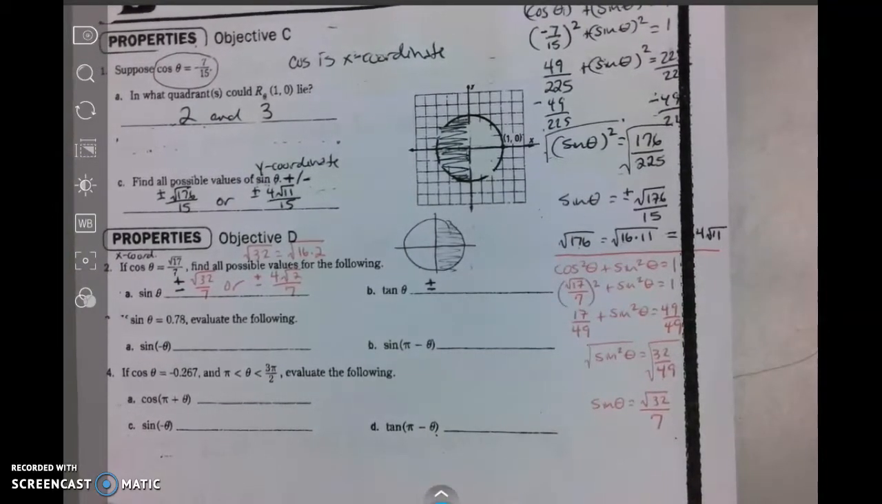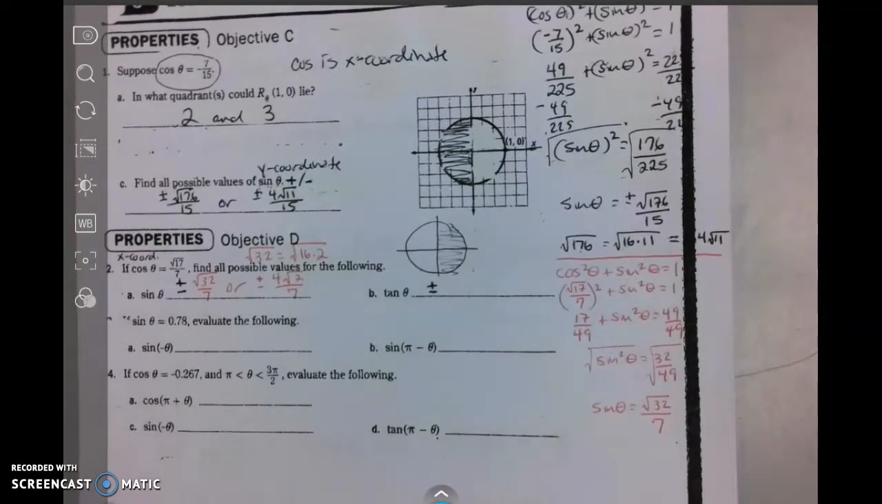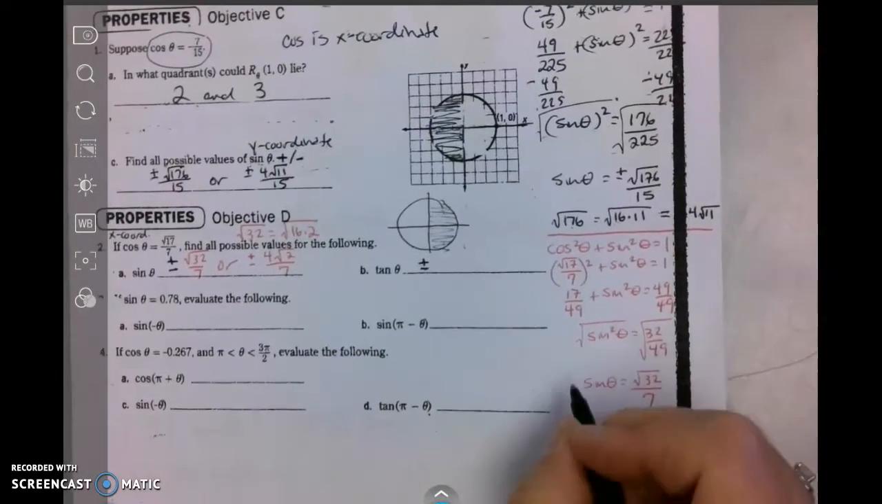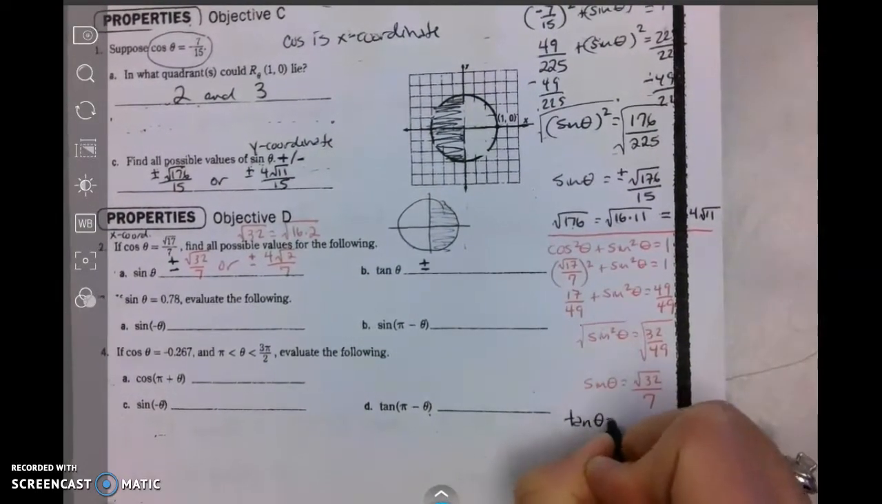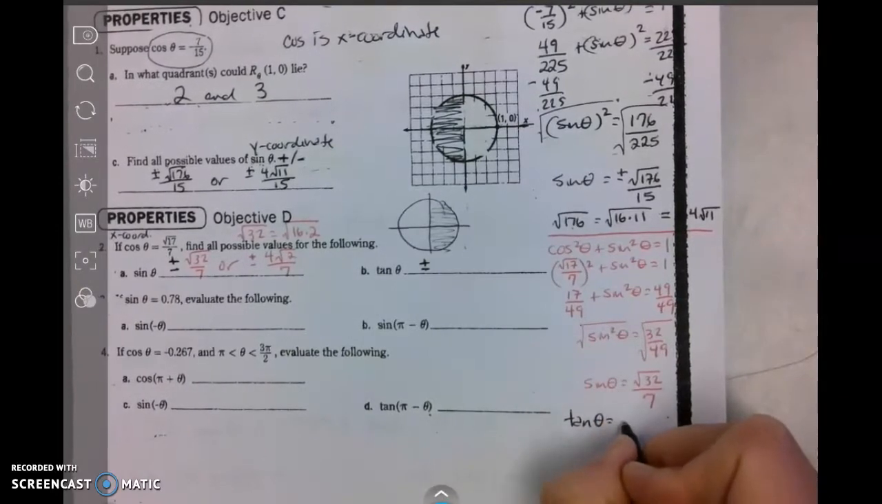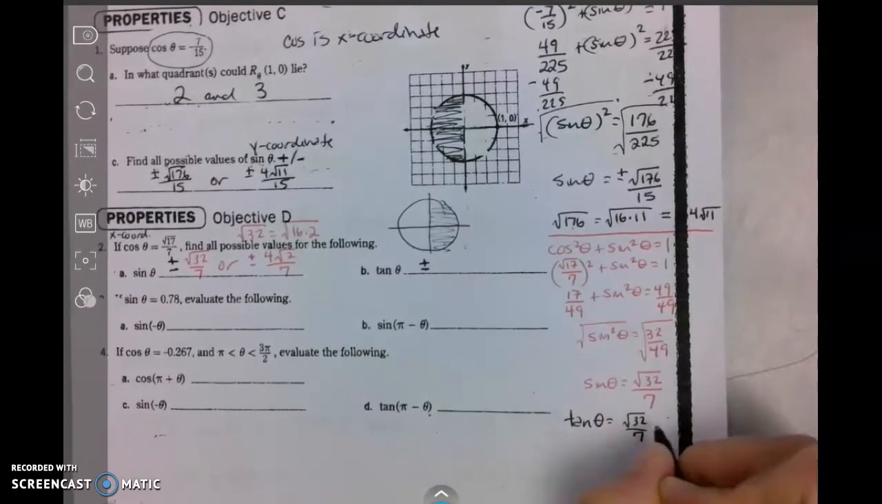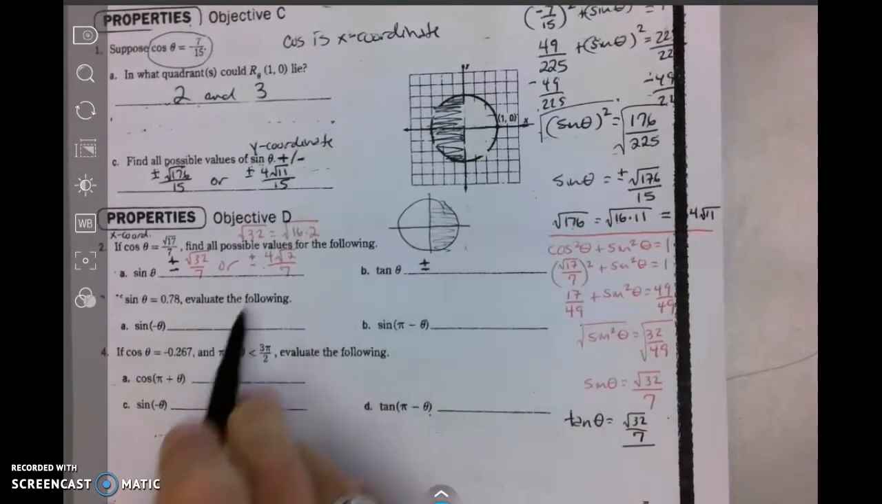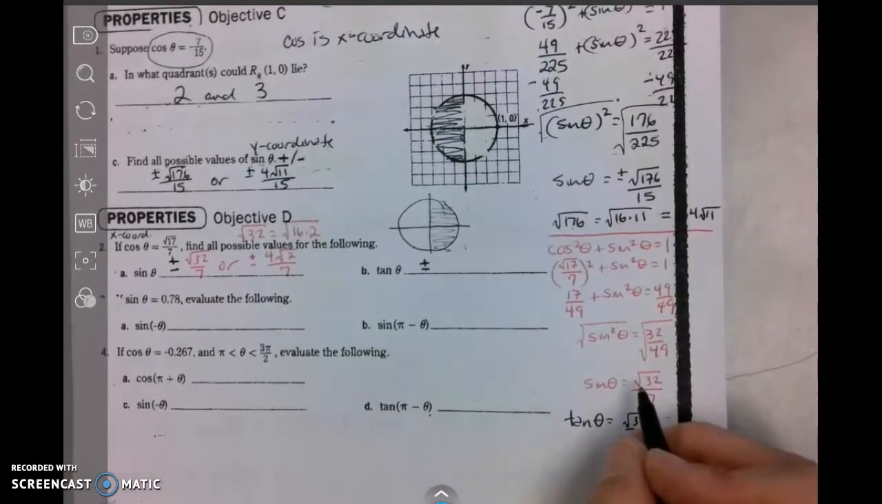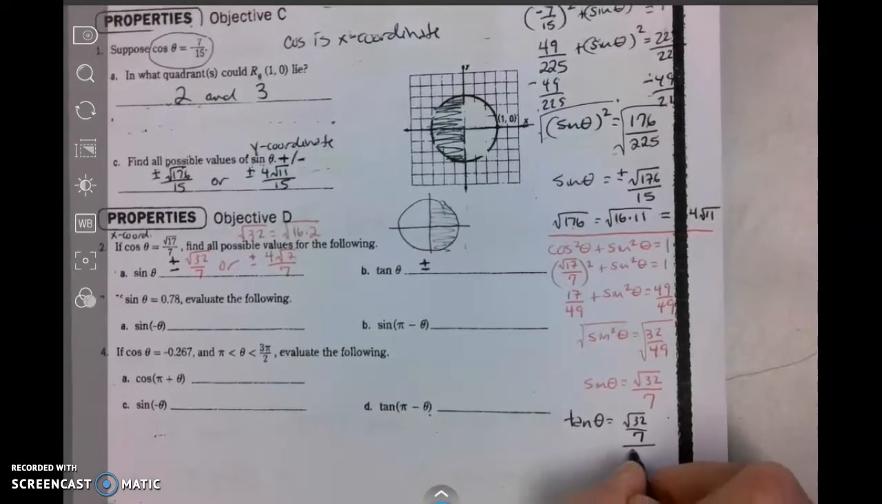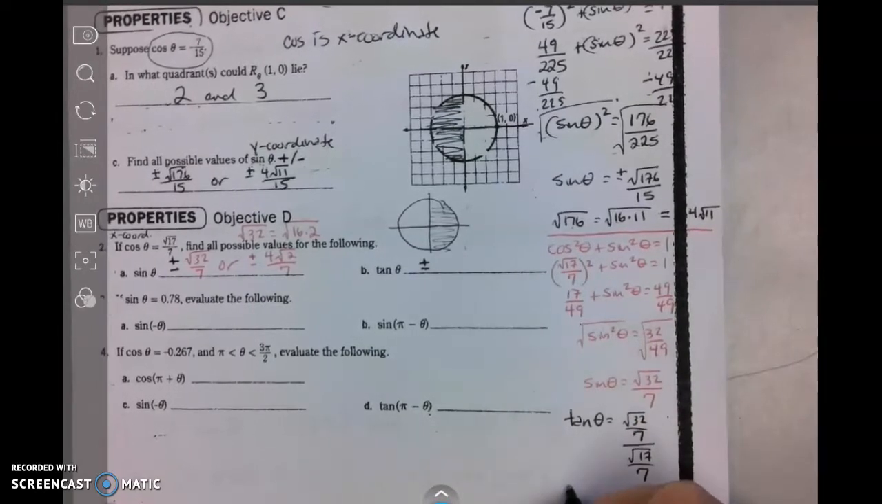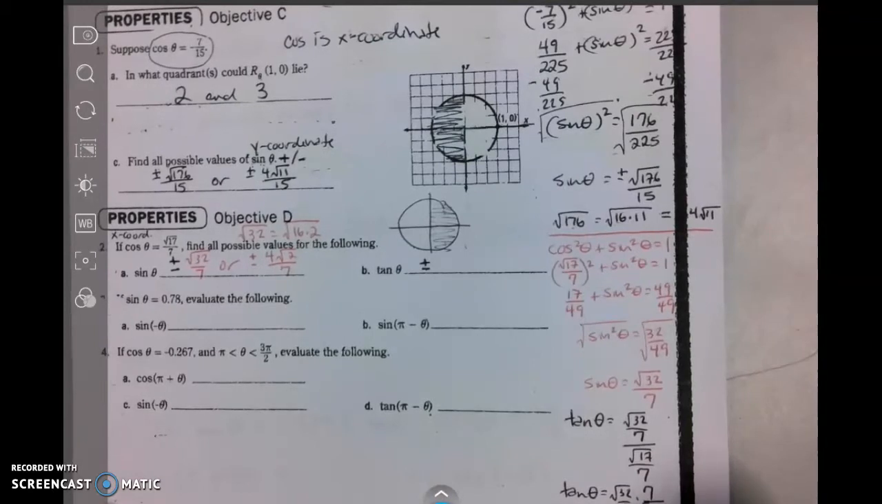Tangent is simply going to be sine over cosine. So I'm going to switch colors again and keep doing my work here on the side. Tangent is sine, which I'm going to leave as a square root of 32 for now, because it's going to be easier to deal with, over cosine, which is square root of 17 over 7. That means I'm going to multiply by the reciprocal: square root of 32 over 7 times 7 over square root of 17.